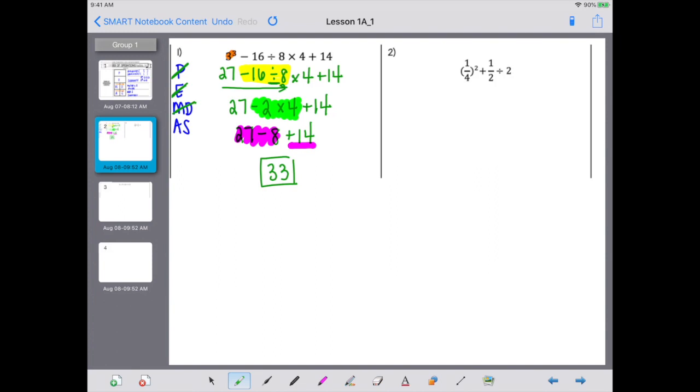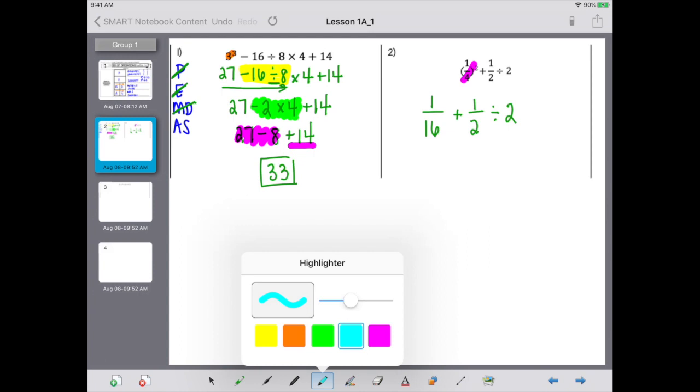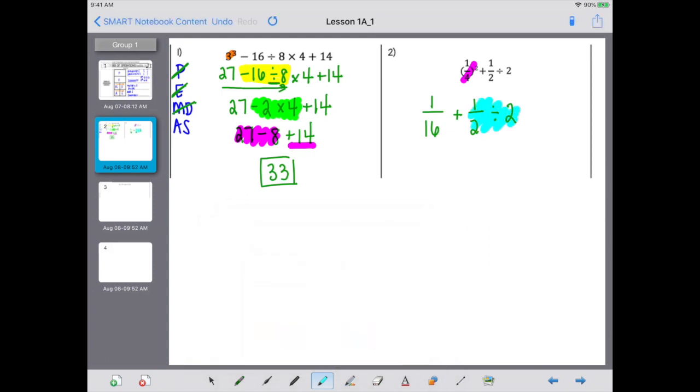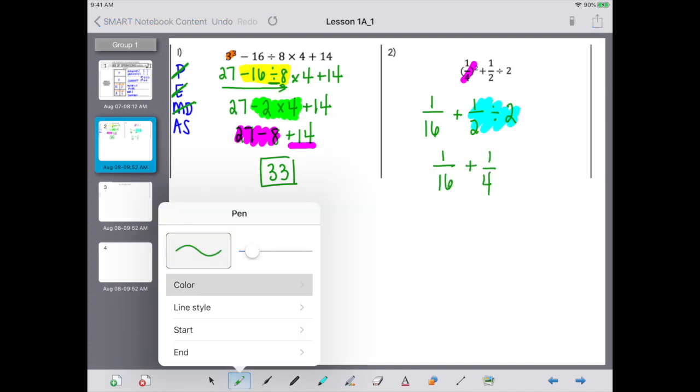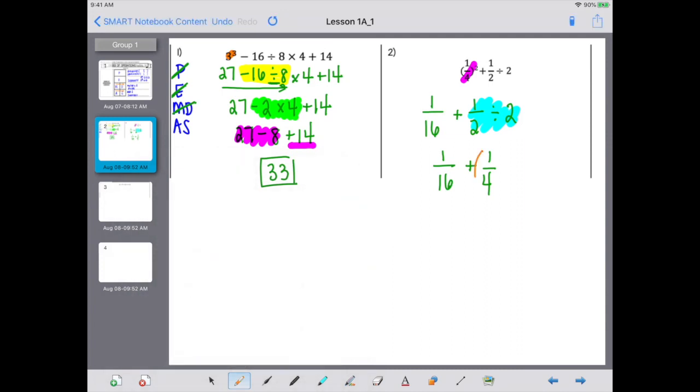All right, so we have exponents. 1 over 16 plus 1/2 divided by 2. I want to make sure I'm dividing. And 1/16 plus 1/4. I'm going to change this for common denominator. 1/16 plus 4 over 16. 5/16 as your answer. So 5/16 is your answer that you should have gotten following your order of operations.